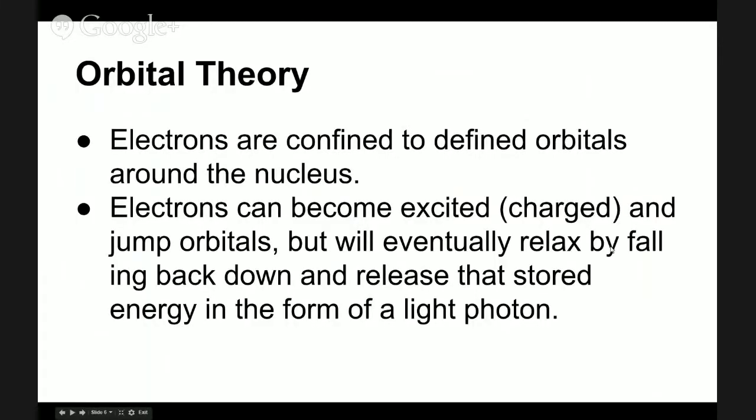Niels Bohr came up with something called the orbital theory. He stated a couple things. He said that electrons, instead of floating around like planets in a solar system, are confined to specific orbitals around the nucleus. Secondly, he said that electrons can become excited, they become charged, and they might be able to jump orbitals. Eventually, these electrons will relax and fall back down to the previous orbital or a lower orbital, and in doing so, they'll release that stored energy. It's this information that helps us determine the different wavelengths of light that substances can emit.